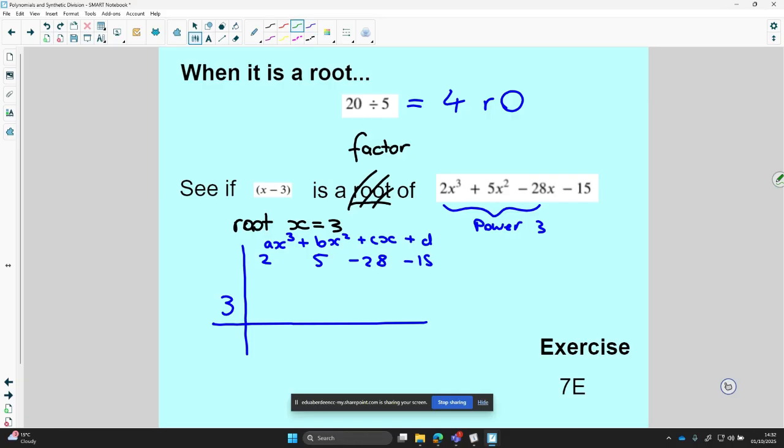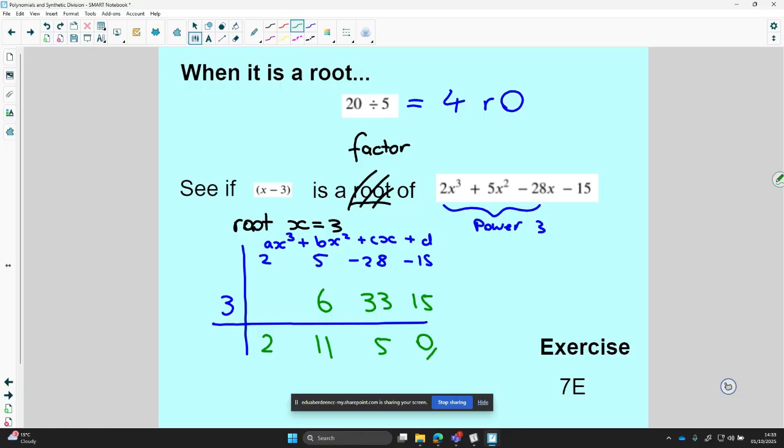I'm going to go through the algorithm, bring it down, times by my root, bring it down, times by my root, bring this down, and I've got 5. 3 times 5 is 15. 15 minus 15 is 0. I now have a remainder of 0. To do this question and to get my full marks, I must link the fact that the remainder is 0. That's how I know it's a factor.